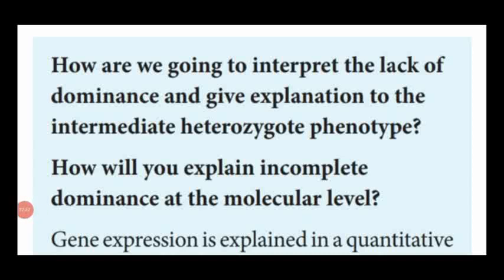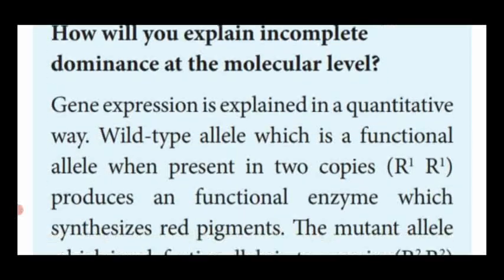Dear students, now we are going to see the molecular explanation of incomplete dominance. Why is dominance not expressed in the F1 generation? How is the intermediate heterozygote phenotype formed in the F1 generation? What is the heterozygote phenotype? R1R2, the pink color flower, isn't it? That is said to be the intermediate heterozygote phenotypic flower. We are going to see the molecular explanation.